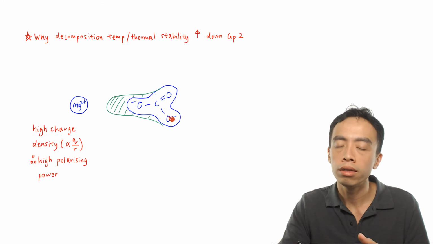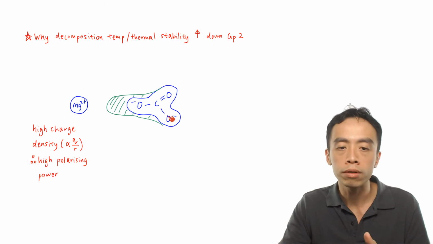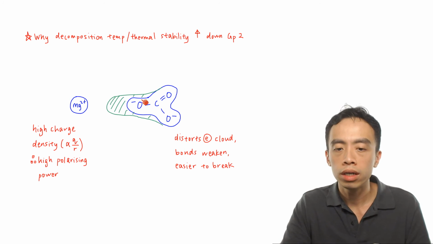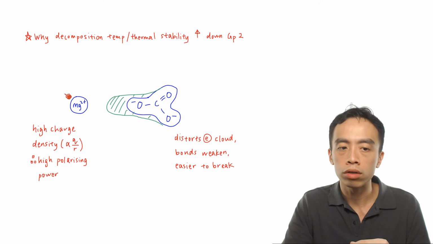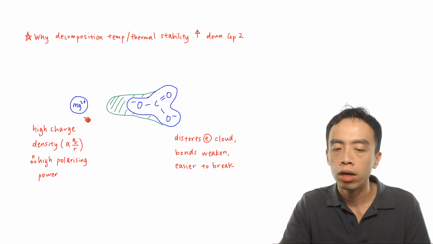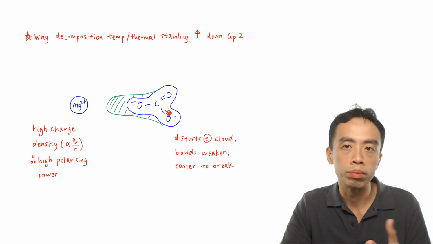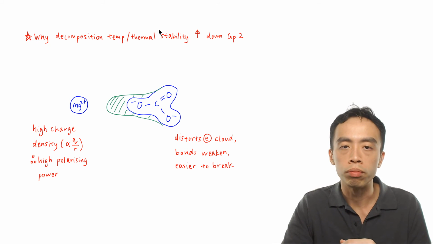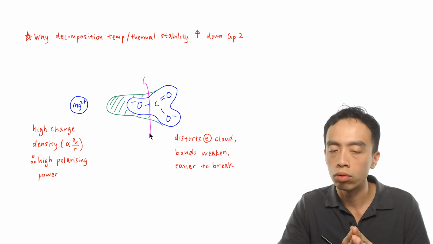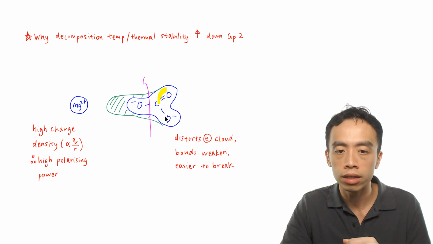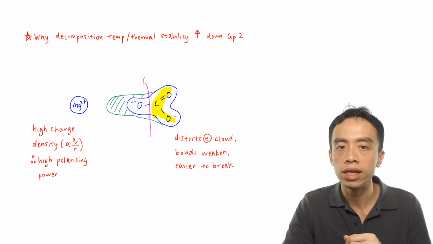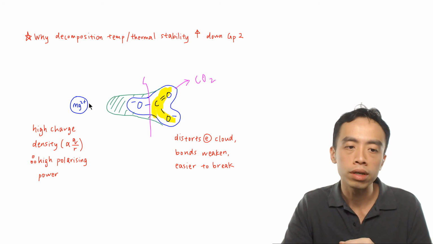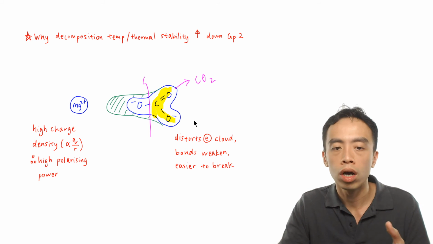If it weakens, then it requires a lower temperature for me to break this bond and release the CO2. So we have this here: there's the distortion of the electron cloud because of this highly polarizing Mg2+. So the bonds within the anion will be weakened and it is easier for me to break. That means less energy is required for me to break one of these bonds. If, let's say, this C-O bond is broken, then you notice what I've highlighted here, this portion will just be released as carbon dioxide. Then this oxygen will combine with this Mg2+ to form our metal oxide.